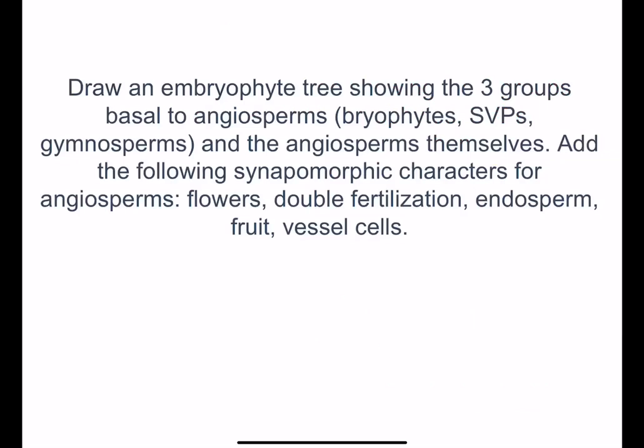So I'd like you to draw an embryophyte tree, showing the three groups basal to the angiosperms: the bryophytes, the seed-free vascular plants, the gymnosperms, and the angiosperms themselves. Now, it's up to you if you want to expand on the bryophytes and the gymnosperms to the degree that you now know them from the other cladograms you've been building on from previous weeks, or if you just want to group them in those small groups, just bryophytes, seed-free vascular plants, and the angiosperms themselves. Add the following synapomorphic characters for angiosperms: flowers, double fertilization, endosperm, fruit, and vessel cells.